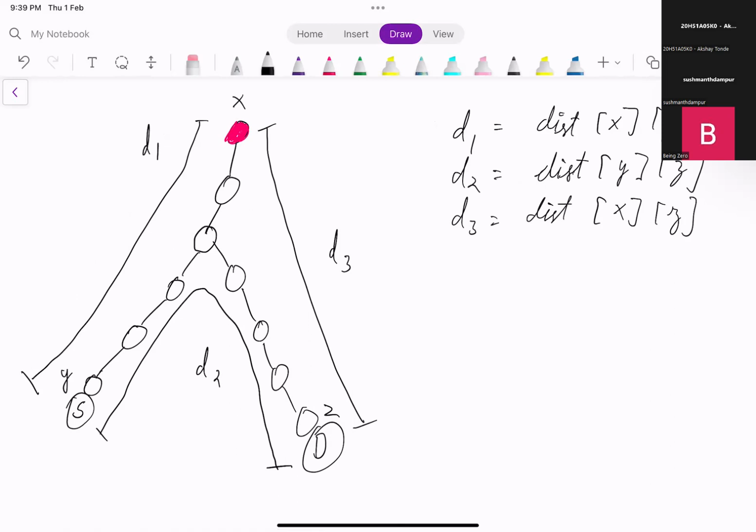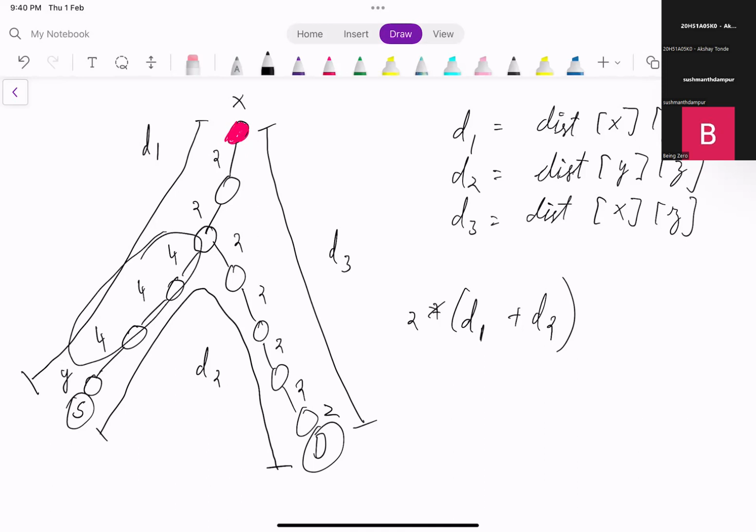Firstly, let's say I added 2 into d1 plus d2. This just means that we added 2 to this, 2 to this, 2 to this, 2 to this, and we added 4 to these things, if we see by doing this. Now we want to remove one from all these nodes.